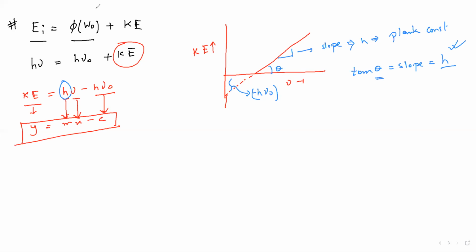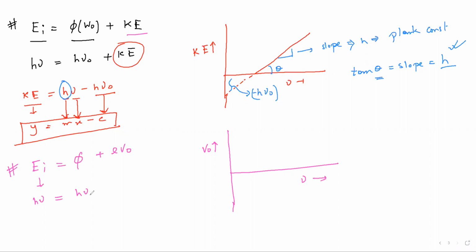Okay, this formula I can change with E i, phi, and kinetic energy value. We can write eV naught. Now I am trying to draw a graph. Here on the y-axis I am taking V naught, on the x-axis I am taking nu. So E i equals h nu, which equals h nu naught plus eV naught.